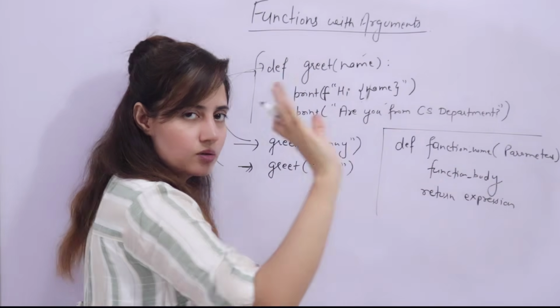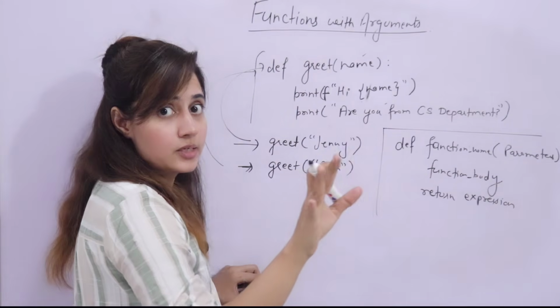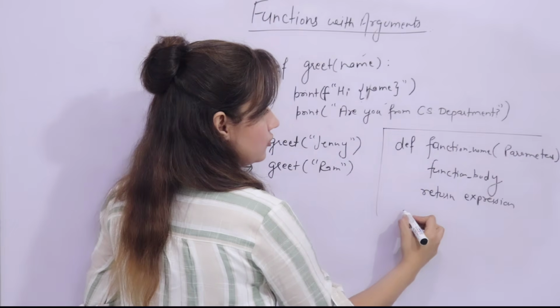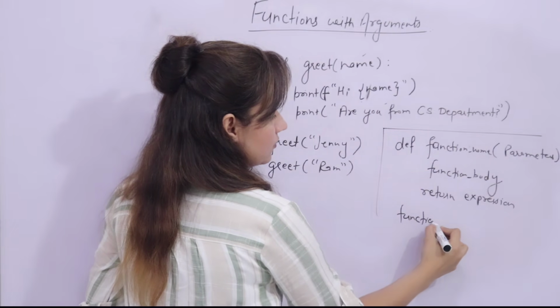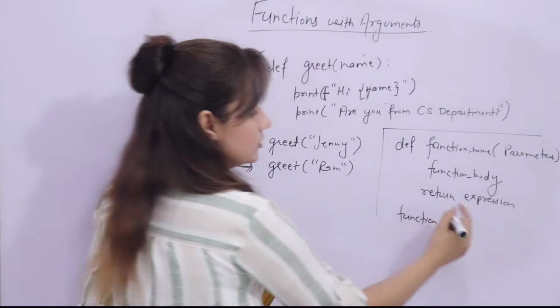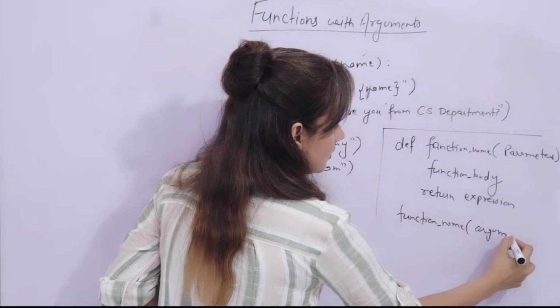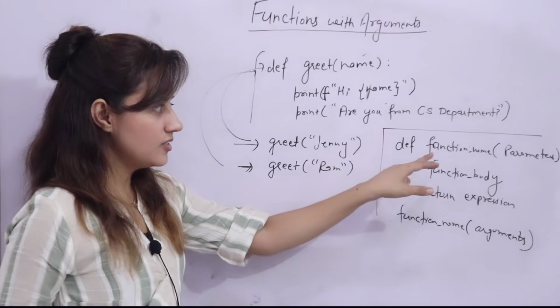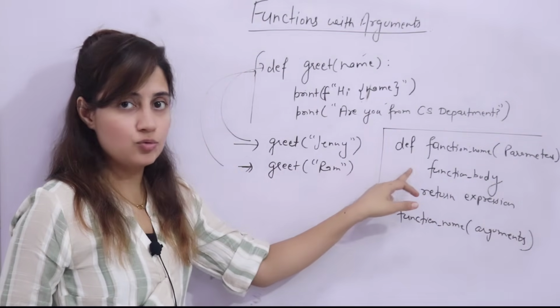But this return is optional. Here we are not returning anything, we are just printing. And this is the definition of the function, and calling is just the function name, and here you pass the value. Value means here you pass the arguments. Okay, now I hope this is clear to you guys, how to define a function with a parameter and how to call it.